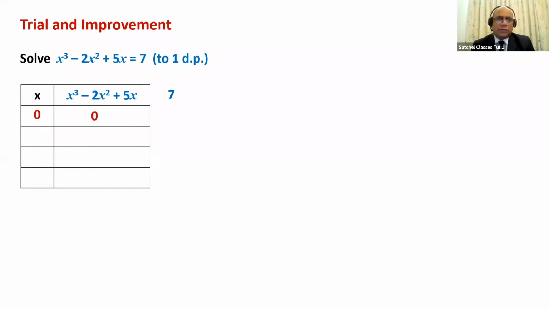Which means this value is too small compared to what we need. We need 7, but this value is too small. So we need to increase the value of x. So let's increase it to 5. Okay, let's see what we get. It will be 5 cubed, which is 125, minus 2 times 5 squared, which is minus 50, plus 5 times 5, which is 25. So what's your net value? It is 100. But our target value was 7. So this time it is too high, right? We needed 7 and we have reached 100. So clearly your answer is between 0 and 5.